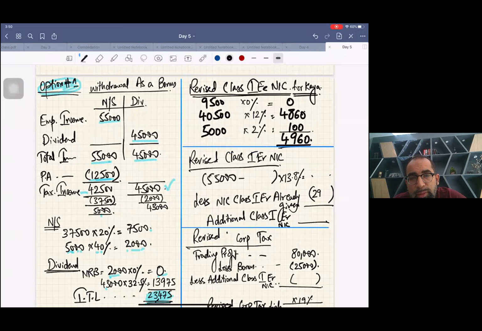Okay, students. Now wait, I'm going to calculate class 1 employer NIC right from scratch again, because the company is the employer. Your bonus plus salary is 55,000, and the class 1 employer NIC band is 8,788. I'm sure you know this.